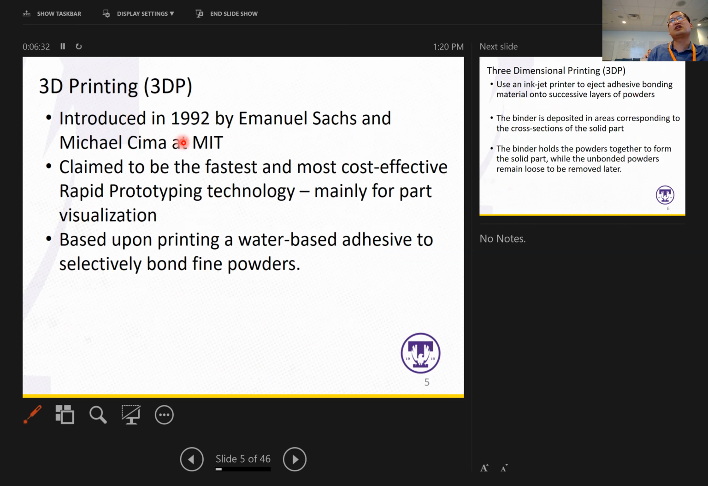This was introduced in 1992 by these two guys at MIT. Basically, they claimed this approach is the fastest and the most cost-effective rapid prototyping technology. Because they use powders, some plastic powder or clay-like powder, for building the part, the parts are not strong enough. So they're mainly used for part visualization, but not for functional parts.